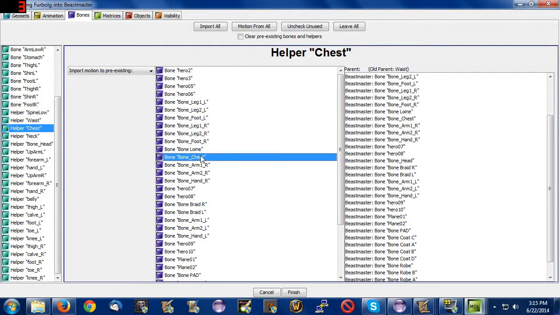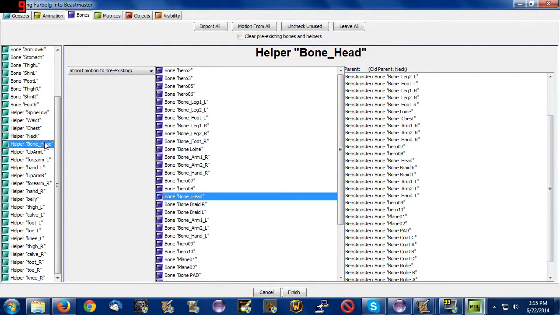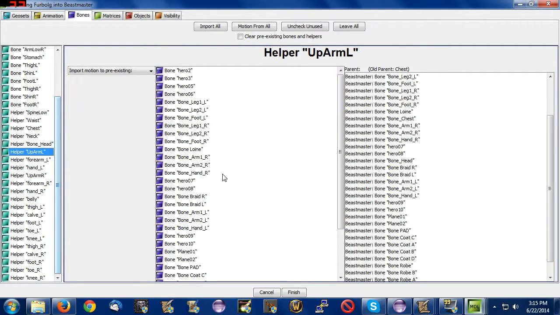So what we're seeing in the center, again, the center column is Beastmaster. What we see on the left is Furbolg, and I am picking out Furbolg to Beastmaster matches. Making these matches is telling the program how it's going to move shape data and how things move, so this is incredibly important. The neck, I think I'm just going to skip the neck. The Beastmaster doesn't really have a neck node. Put the head onto the head.